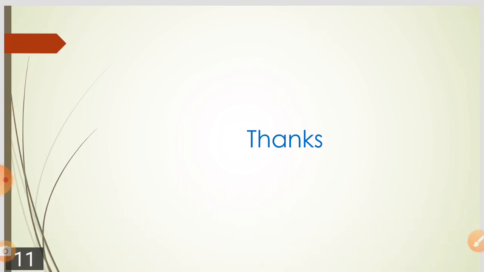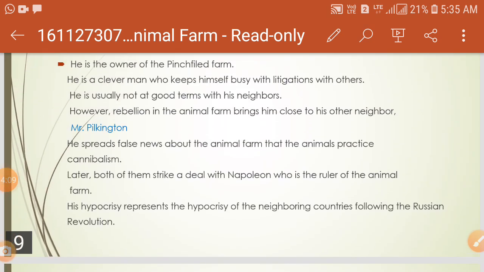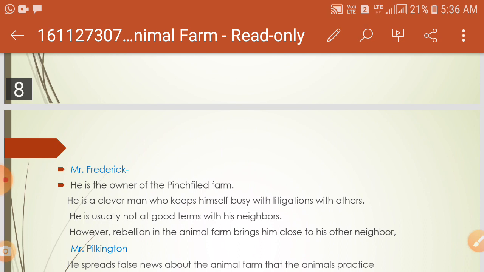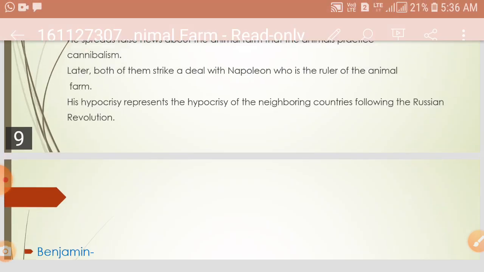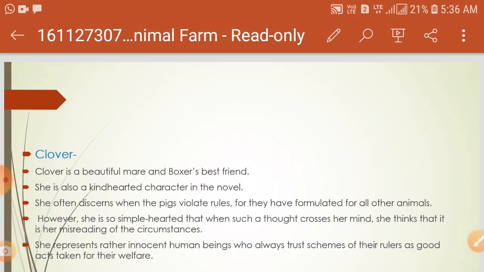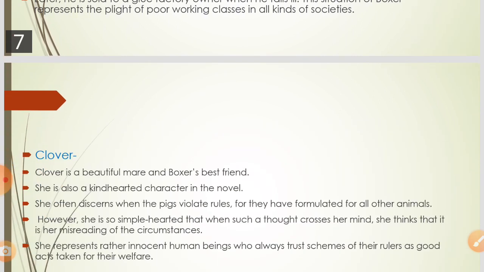So these are the characters we have discussed. We see that major characters such as Napoleon, Snowball, Squealer, Boxer are very important, but minor characters such as Mr. Frederick, Pilkington, Benjamin, Clover, hens, cows are also important because they are connected to the theme of the novel. So, the characterization in the novel is very important. It talks about the whole novel with its characteristics: communism, revolution, democracy as well as dictatorship.